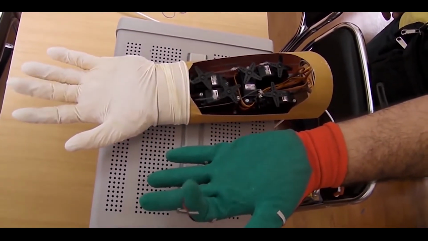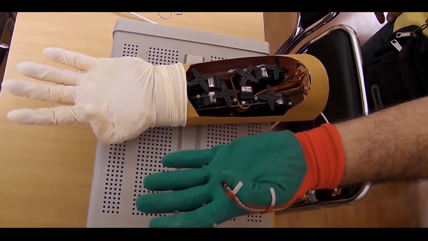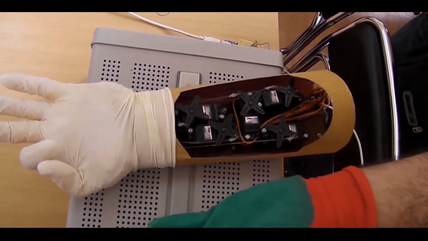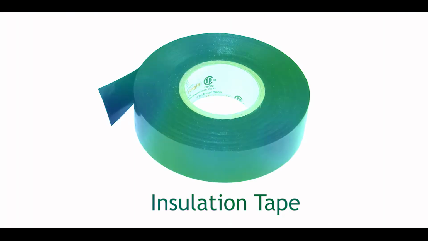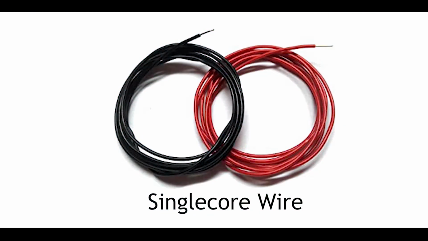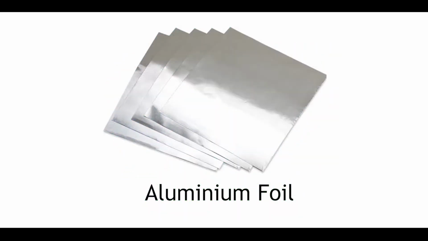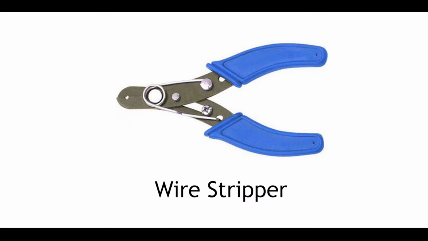Let me show you what are the components we require to fabricate an animatronic hand and flex sensor. For flex sensor we require insulation tape, single core wire, conduction foam, aluminum foil and wire stripper.